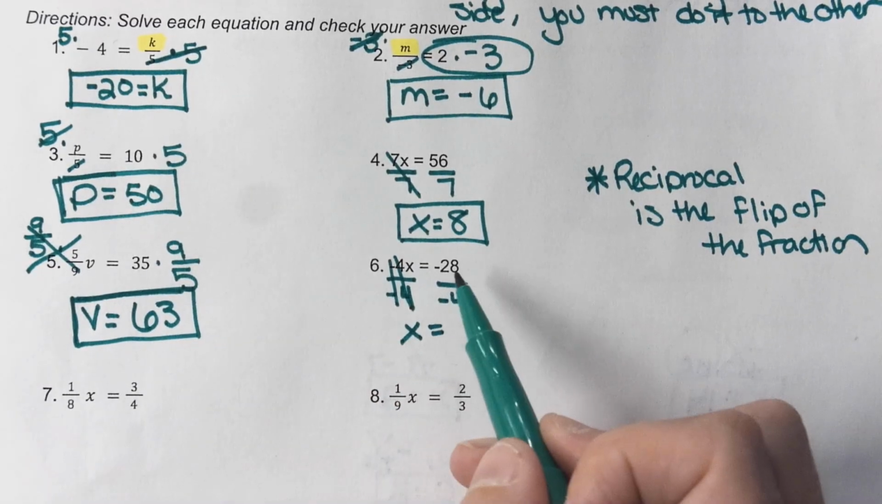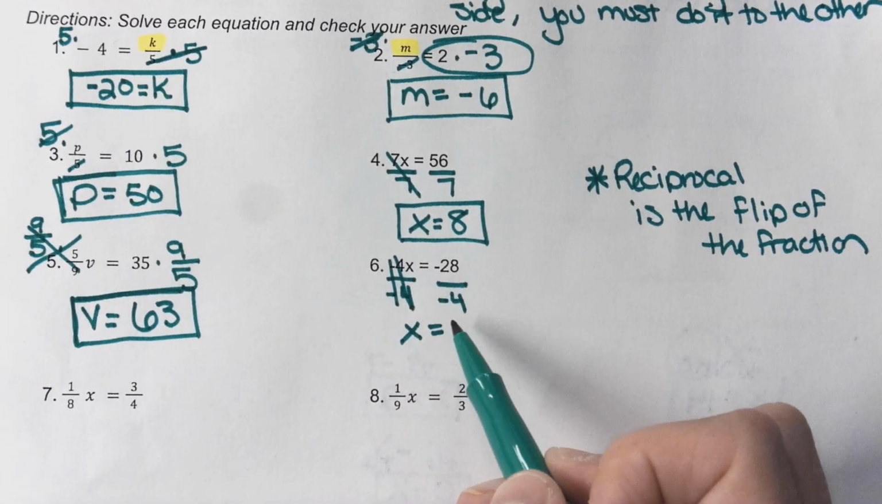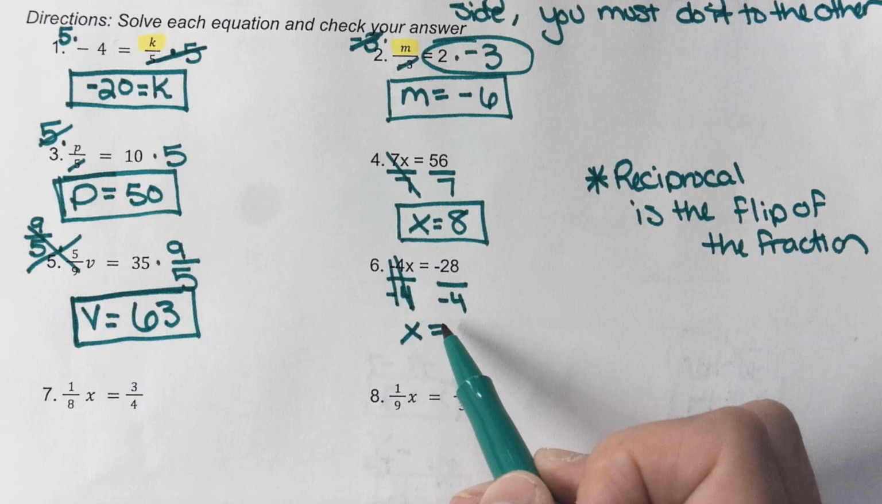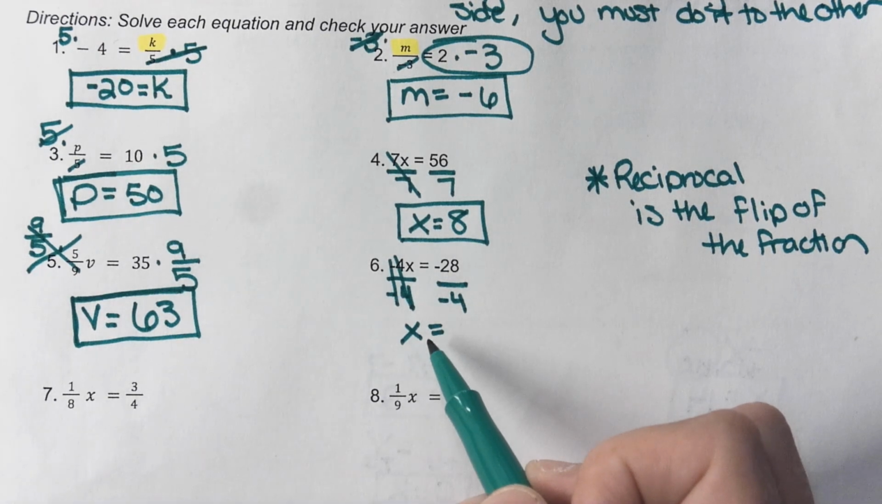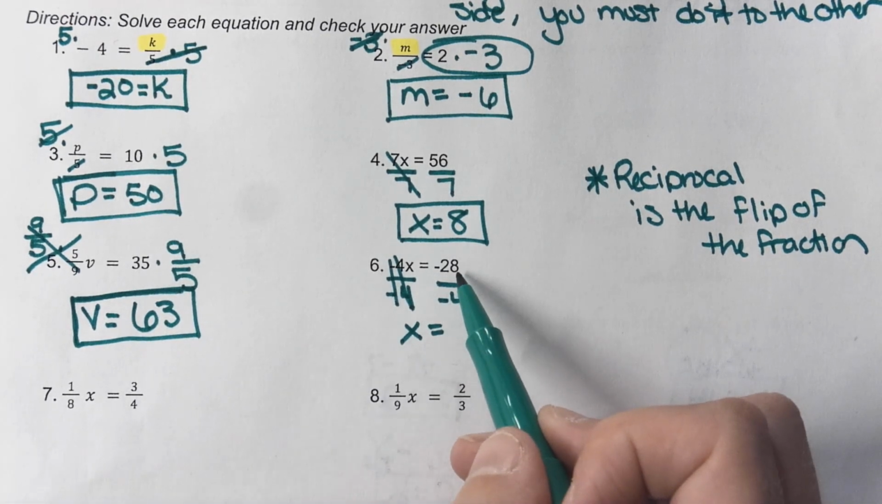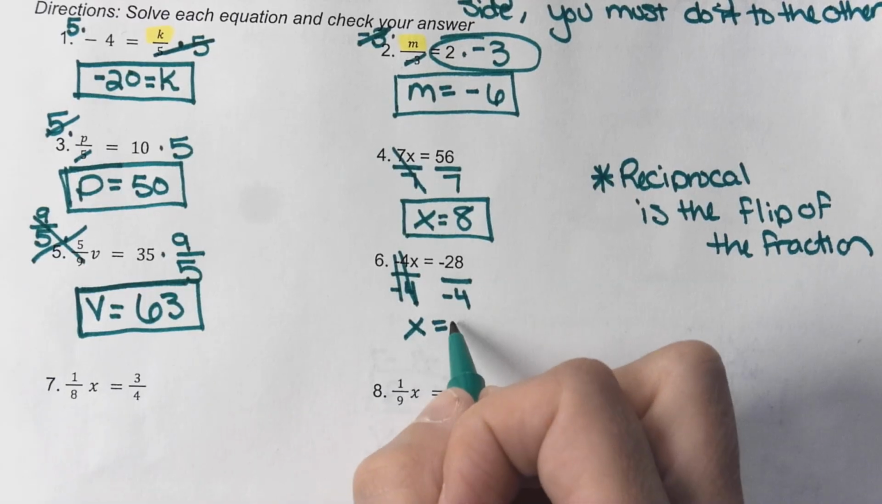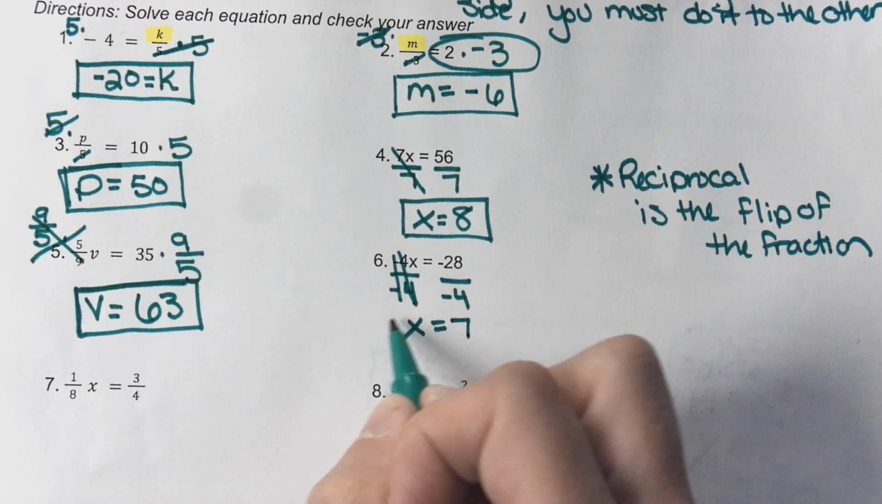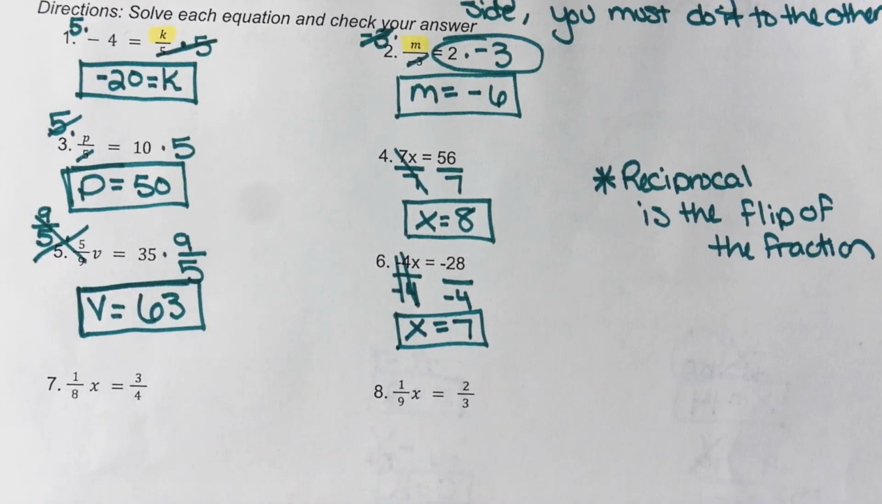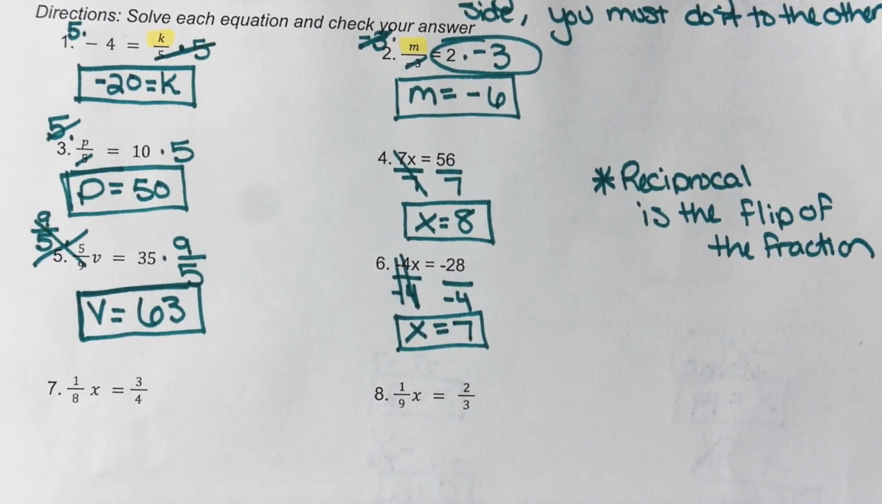X equals, all right, so we have a negative divided by a negative. So we're going to get a positive answer. What do we know 28 divided by 4 is? 7. Yep. Good. And again, if you did that on your calculator and you did -28 divided by -4, you should get 7.